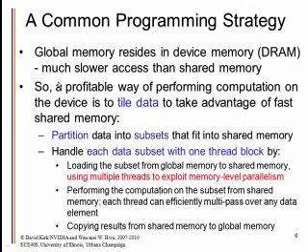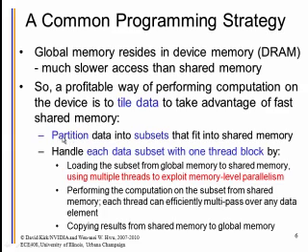A common programming strategy is this. Global memory resides in device memory, DRAM, with much slower access than shared memory. So a profitable way of performing computation on the device is to tile data to take advantage of the fast shared memory. First, shared memory is shared among the threads in a block. So we want to load the data from global memory to shared memory, and then all the threads will do the computation.